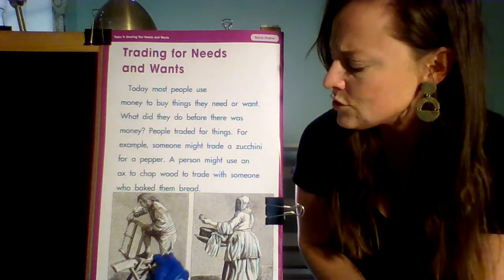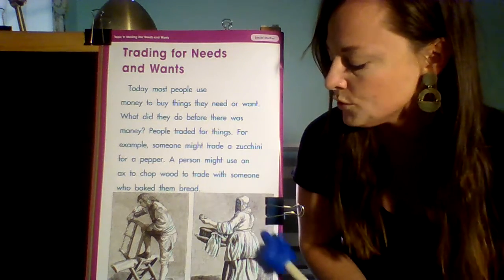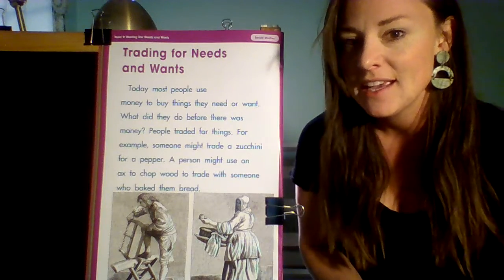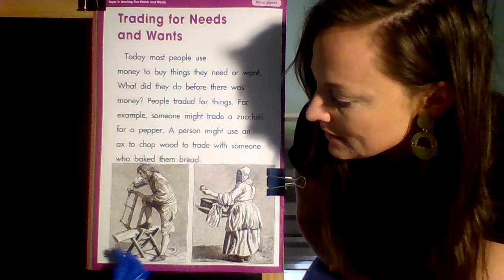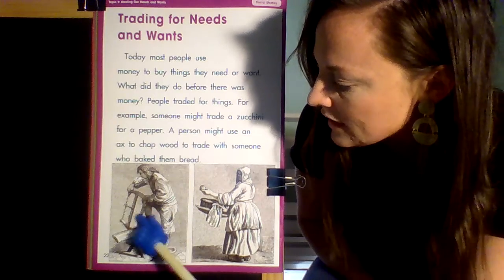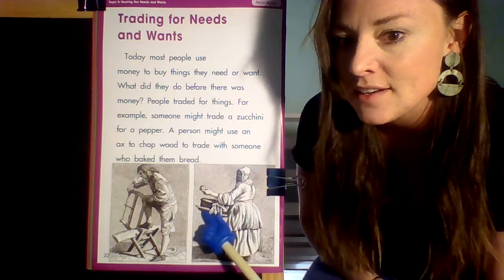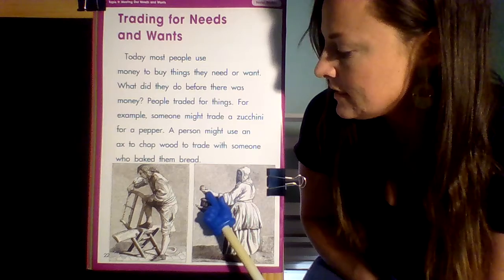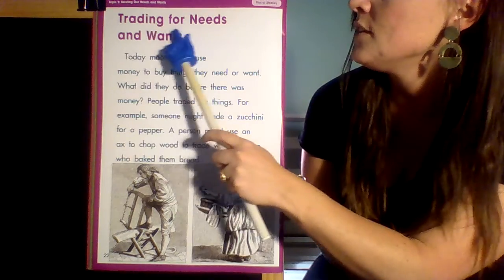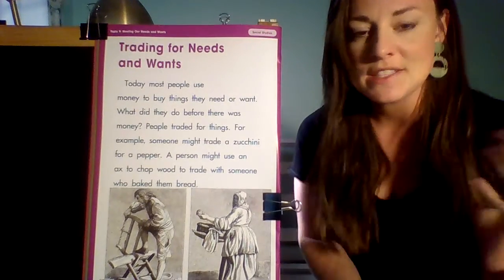I'm going to take a look at my pictures here. And these look like maybe they're older pictures from the past. I'm going to take a closer look here and see what this man is doing here. Looks like maybe he's making something or he's cutting some wood. And then this woman here looks like she's got a basket of something and she's holding something out. Maybe it's something to eat. Remember, our title is Trading for Needs and Wants. So I'm going to keep those things in mind while I read and see what I can learn.